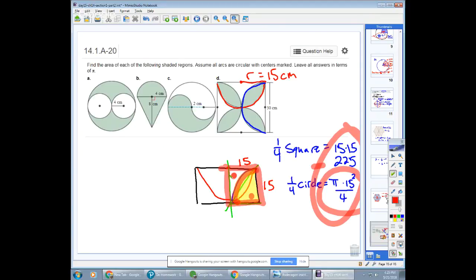With the sector, you leave pi, don't you? Yeah, so the instructions here say leave pi as pi. Don't turn it to 3.14 or whatever calculator pi is. Wait, do you have to know the angle for the sector? Wait, 90 degrees. Yeah, so that's why it's 1/4. Gotcha.